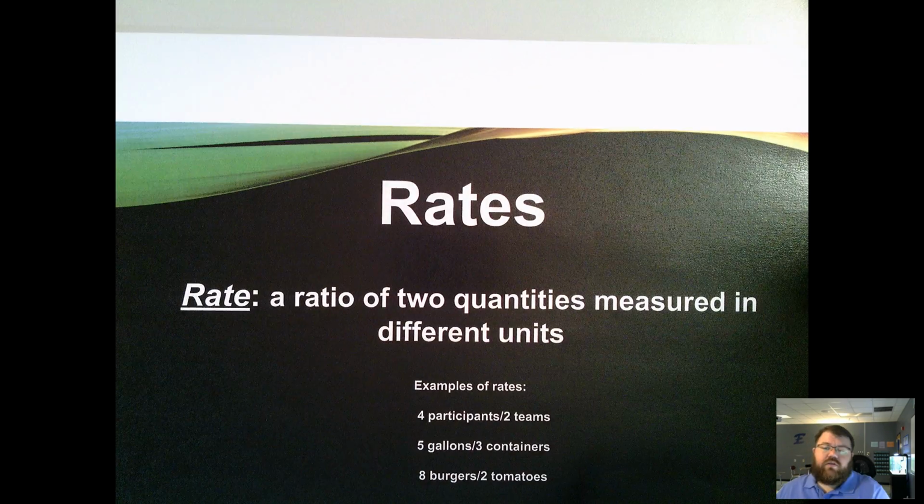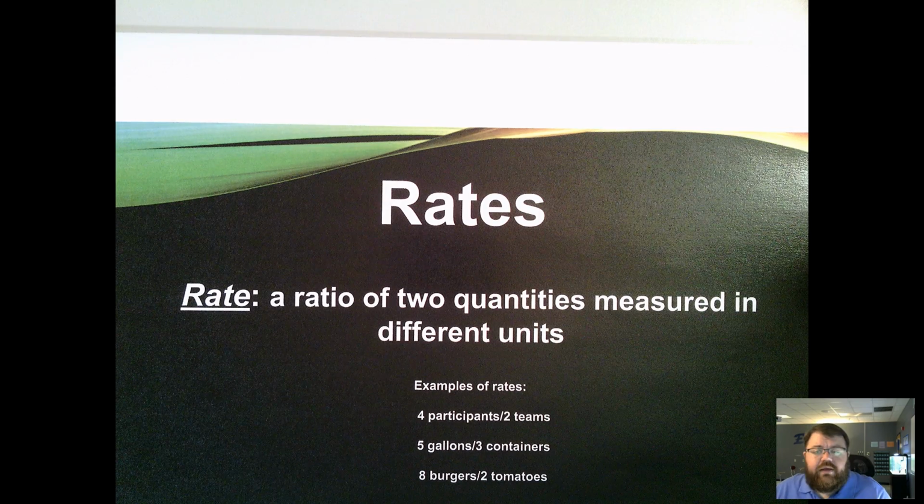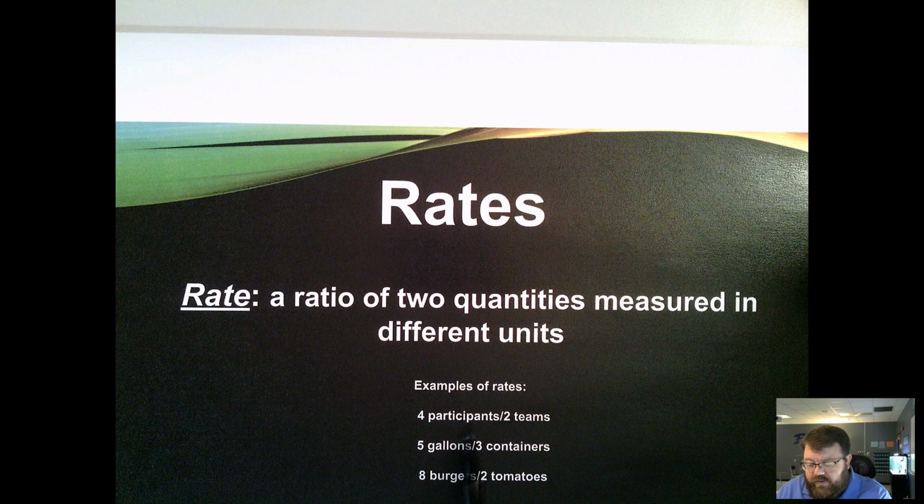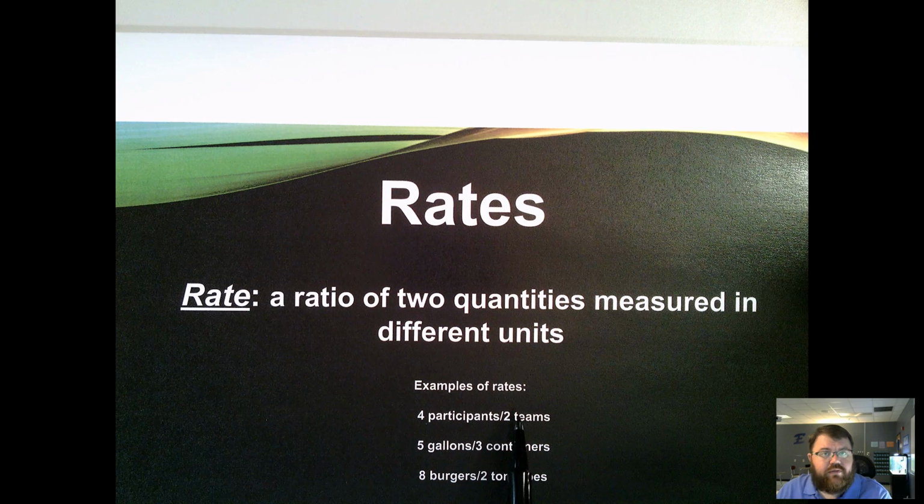The first thing that I want to talk to you about is what is a rate. A rate is a ratio of two quantities measured in different units. For example, we have 4 participants, 2 teams, 5 gallons and 3 containers, 8 burgers, 2 tomatoes. So essentially what we're doing to make a rate is you have 2 numbers with 2 different units.